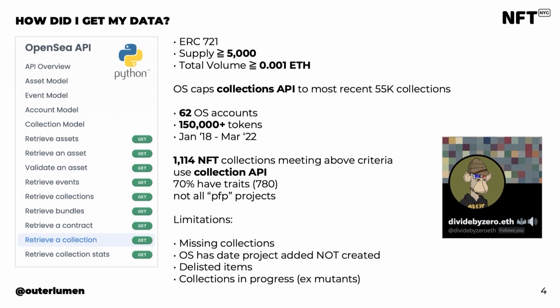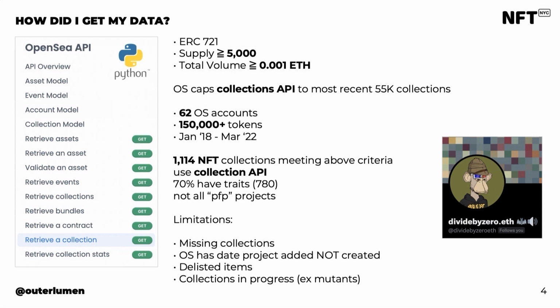So I found 62 OpenSea accounts, and I dug really deep for these. I wanted prolific collectors. The range for those in terms of creation on OpenSea was between January 2018 and March 2022. So I wanted to capture that. And together, there were over 150,000 tokens in those wallets collectively. So we were able to pull 1,100 NFT collections that met the criteria that I set forth.